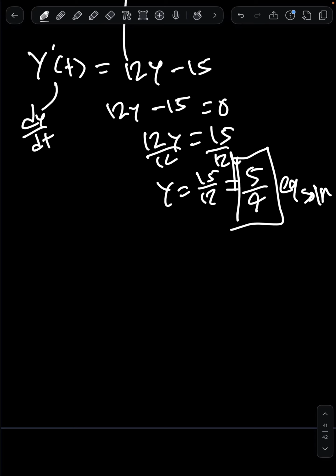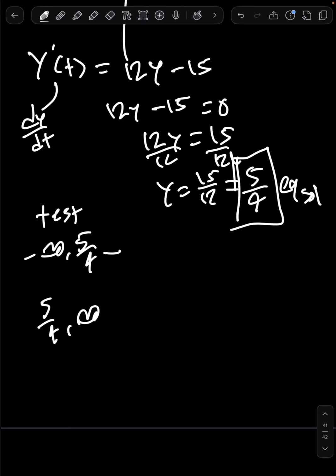Okay, now this one only has 1, so it is also a critical point. Now we need to test 2 intervals instead of the 4. Let me rewrite this. We need to test what's happening from negative infinity to 5 over 4, and from 5 over 4 to infinity. So let's just rewrite these as tests.